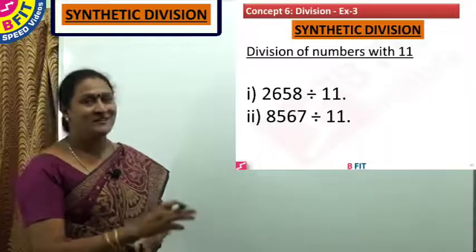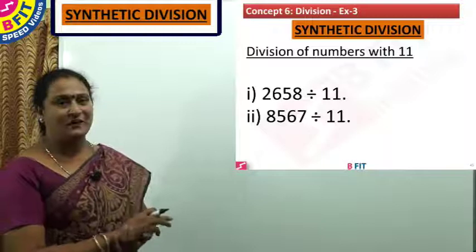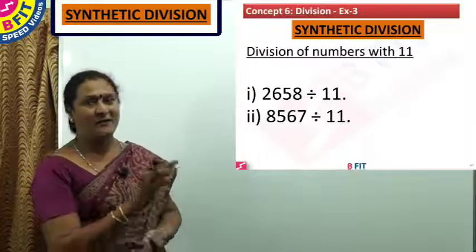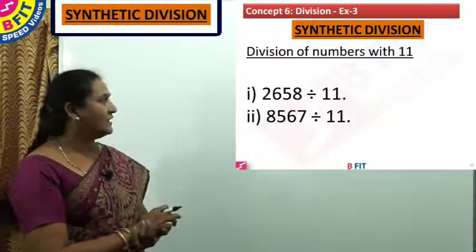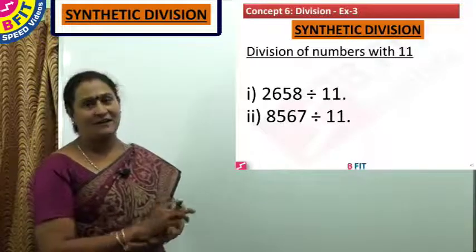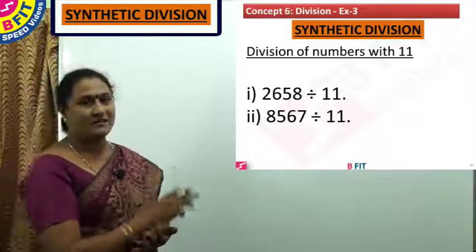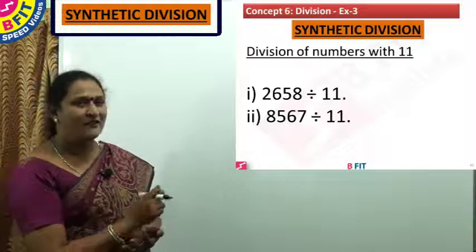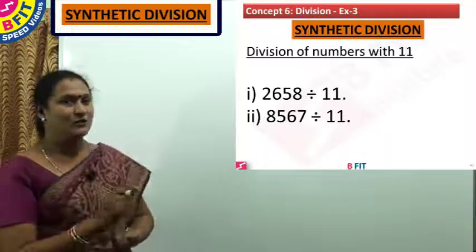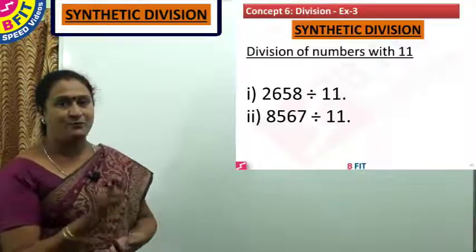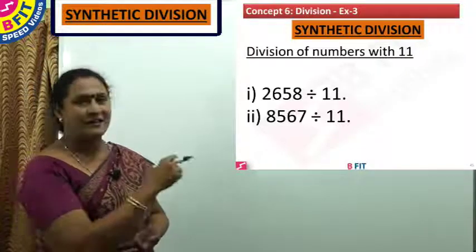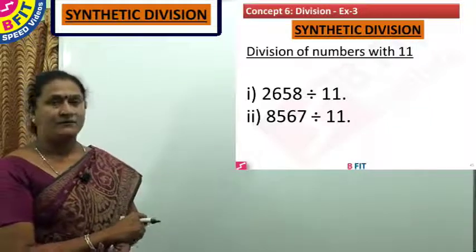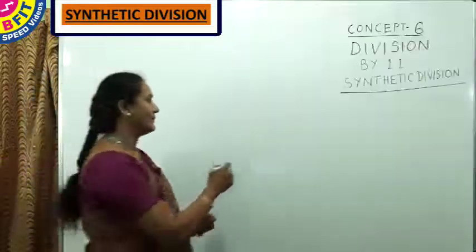So now we'll see this question. Question number 1: what is the quotient when 2658 is divided by 11? And the second question is 8567 divided by 11. Using synthetic division, you can try these two questions. We have a different concept in the second question, so please just try. Pause the video for a few seconds and try these questions, and then we'll see the working.